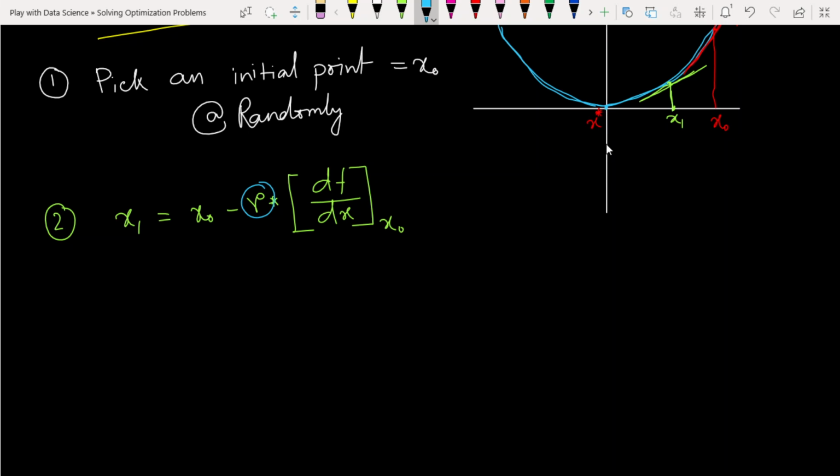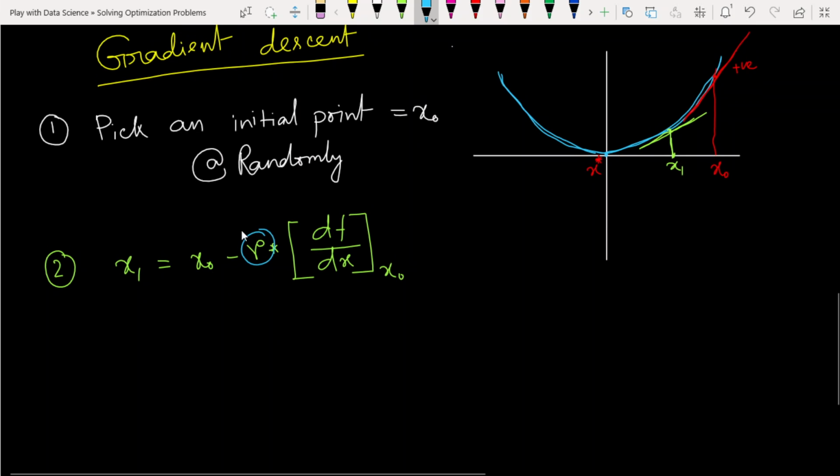Just see in this picture, if we choose a larger r value, then we cross the optimal value. This is not good. And if we choose a small r value, then we will move toward our optimal point slowly, and that will take a large time. This is also not good. So choosing the proper step size is an interesting topic of research.